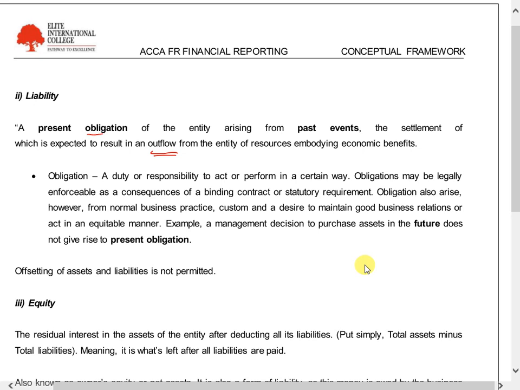Now we expand further here. The obligation here can be a legal obligation. It can be a constructive obligation. Example of legal obligations: trade payable, loan, tax. I purchase goods, I must pay. It's a legal obligation. If I do not pay, they will sue me. Loan, I borrow from the bank, same thing. Tax, I make profit, I must pay tax, otherwise the government will sue me. So all these are legal obligations.